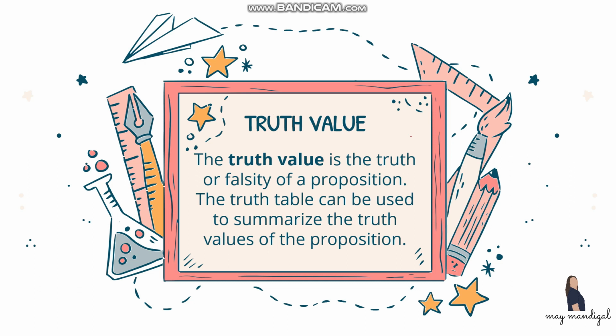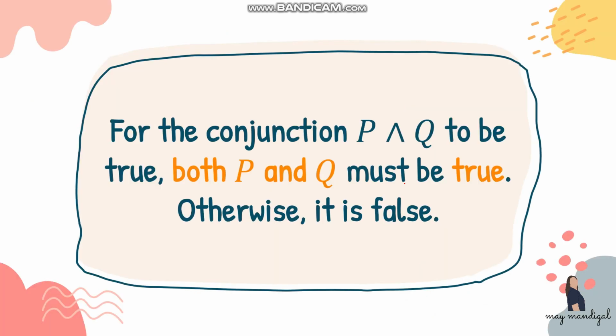So we now use the truth table to summarize our truth values, because we can assign different truth values for each proposition. So we will be considering all the possible values of each proposition, and we will write them all in a truth table. So let's discuss first what the different truth values are for each compound proposition.